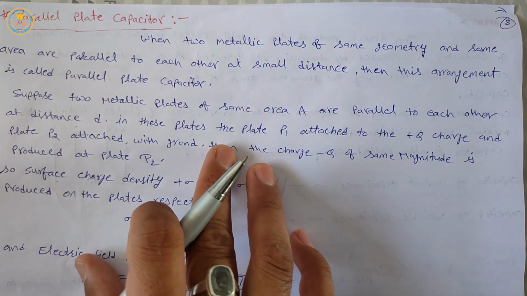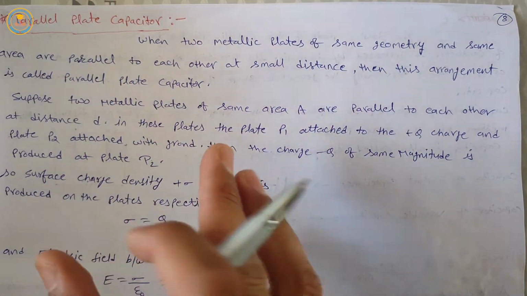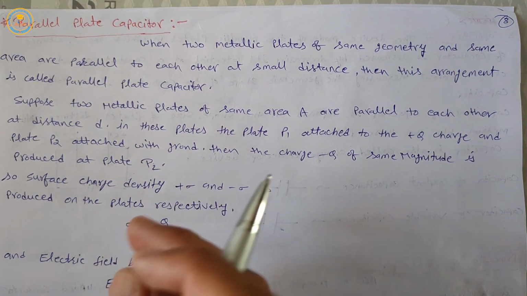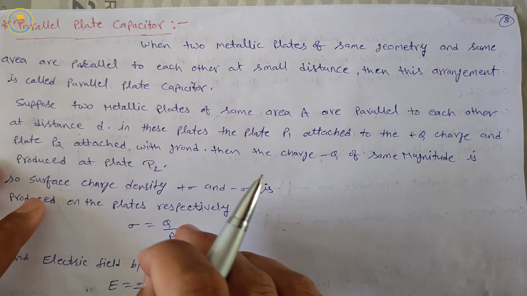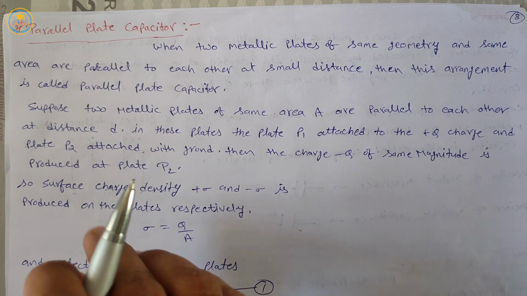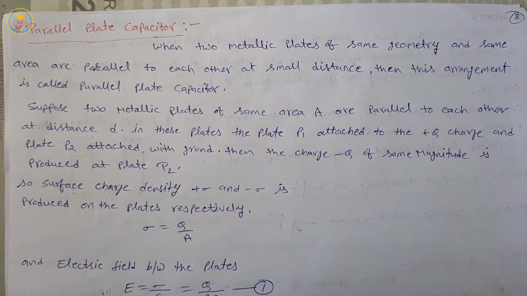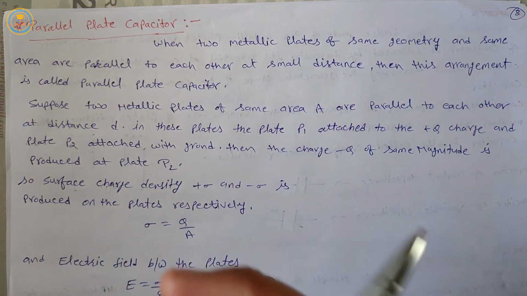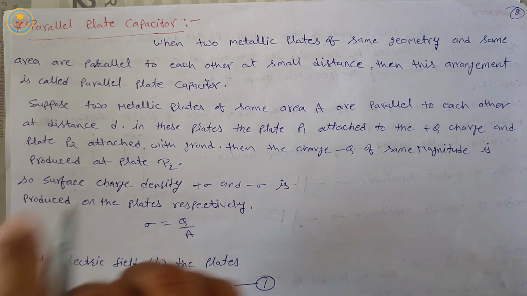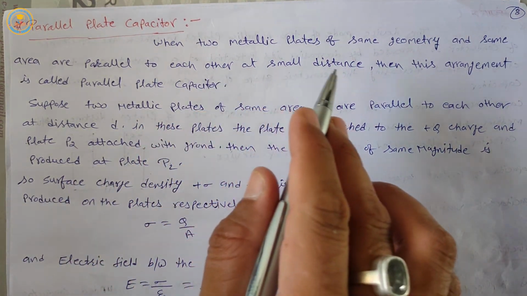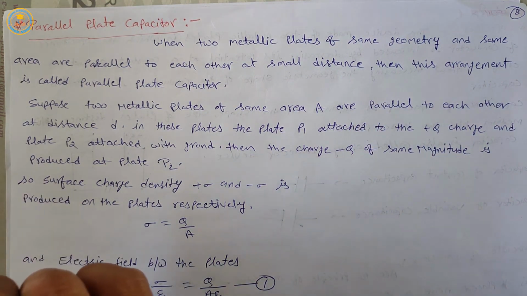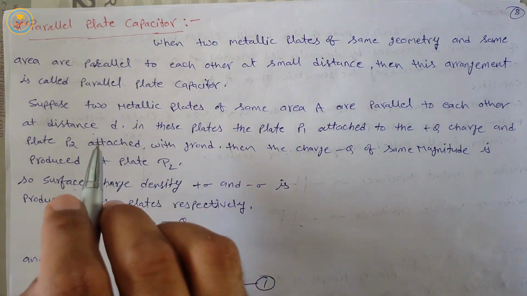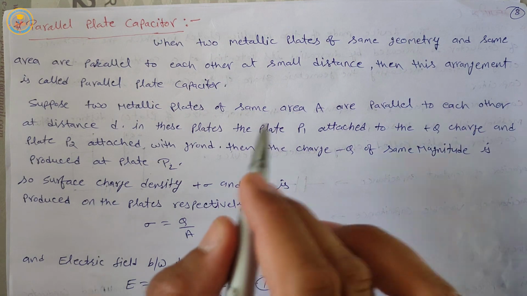Now, capacitors have different types, like the spherical capacitor, the cylindrical capacitor, and the parallel plate capacitor. Now we study the parallel plate capacitor. This is a device made by two metallic plates with the same geometry and same area. When two metallic plates of the same geometry and same area are parallel to each other at a small distance, this arrangement is called a parallel plate capacitor.